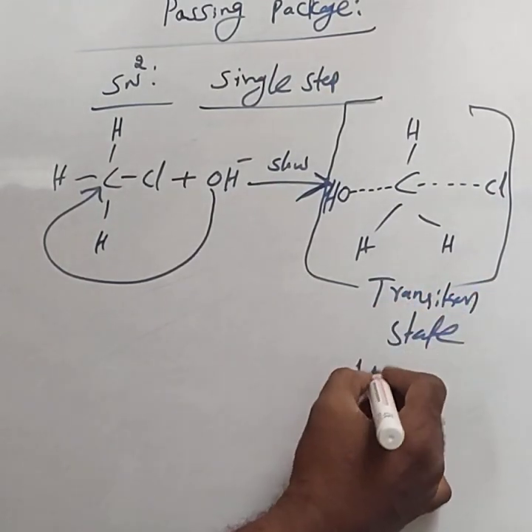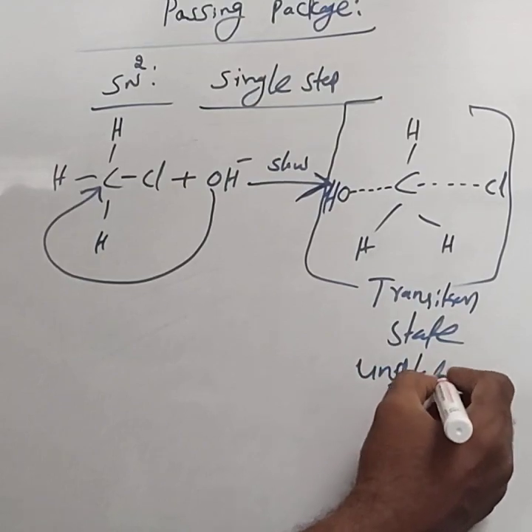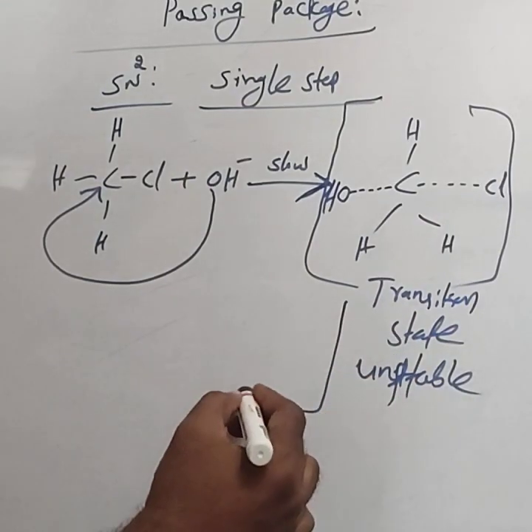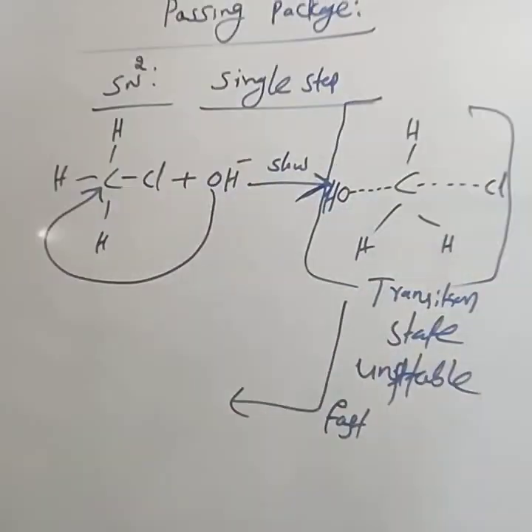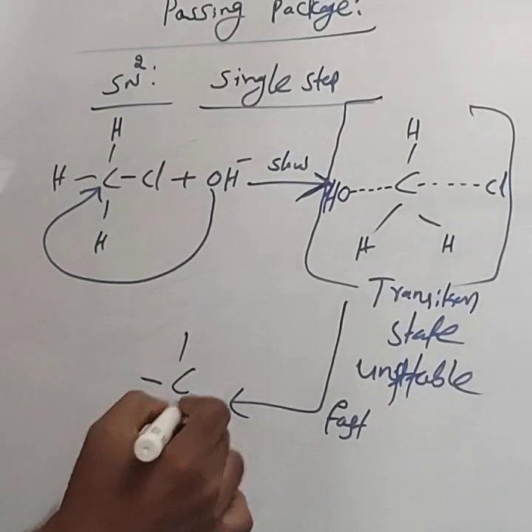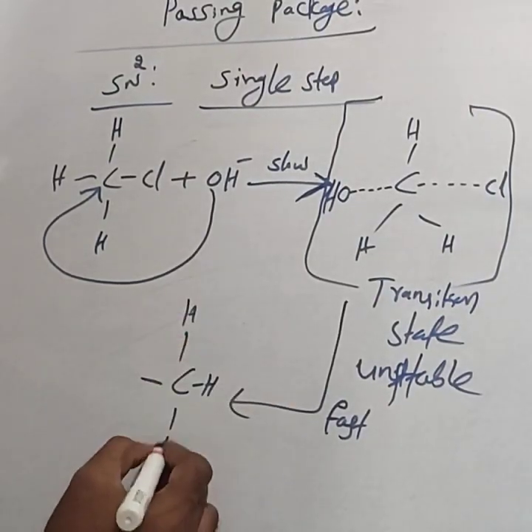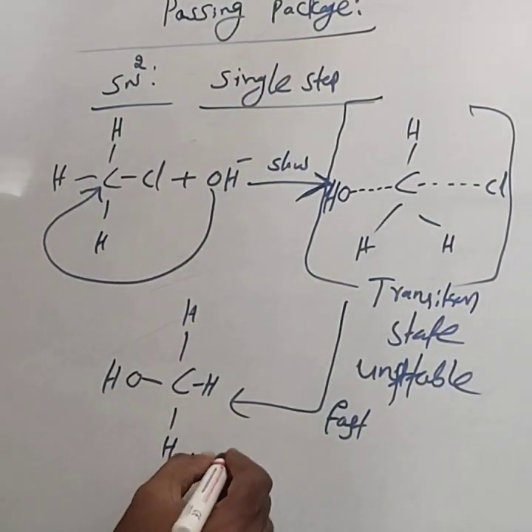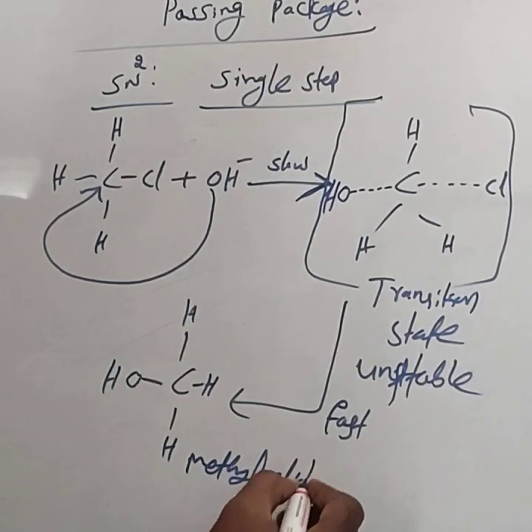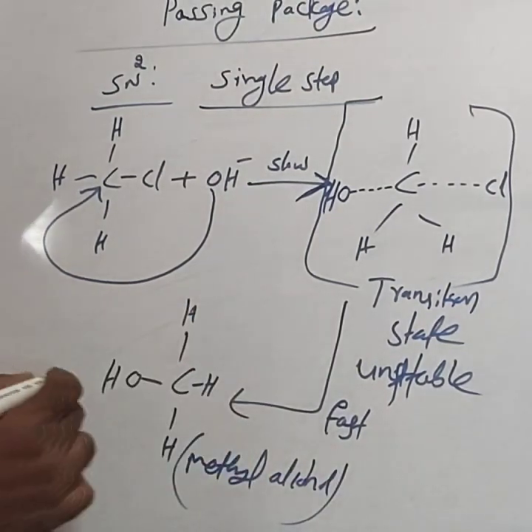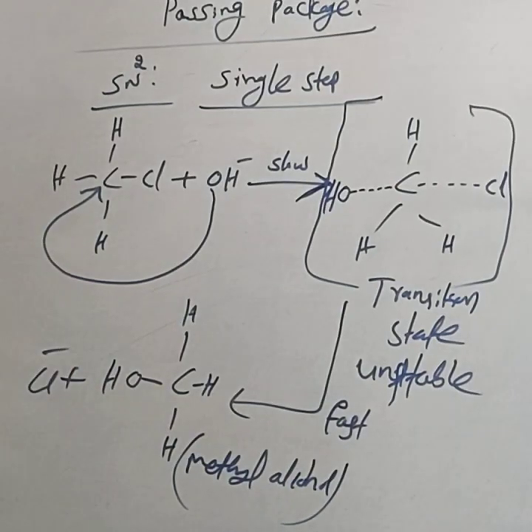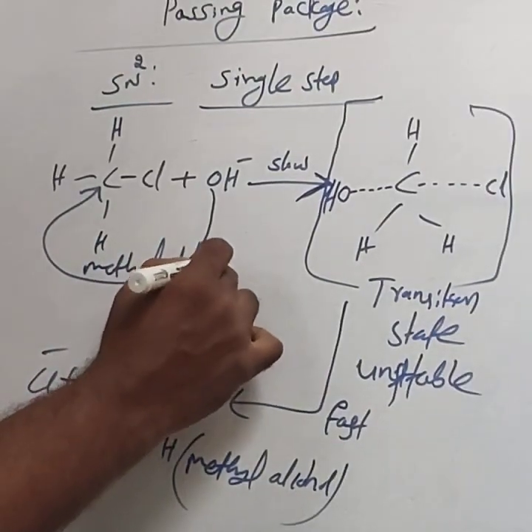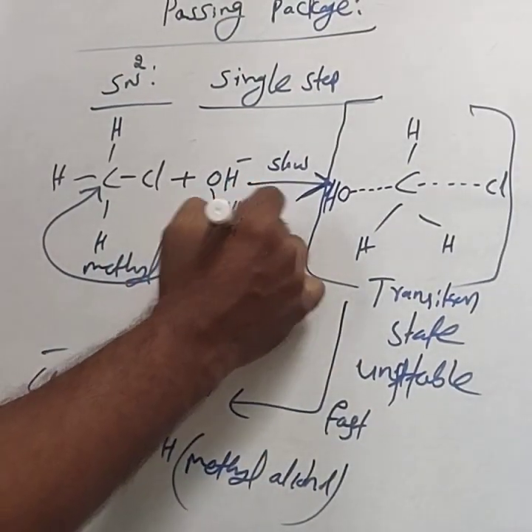This transition state is highly unstable. It is unstable in nature. Immediately it decomposes. That step is very fast. It decomposes to form the product. Always you have to write the OH from the opposite side only. This product is methyl alcohol plus Cl minus. This is methyl chloride. This one is a nucleophile.